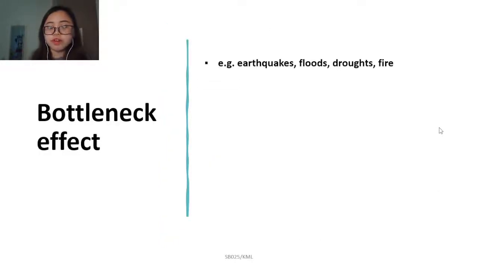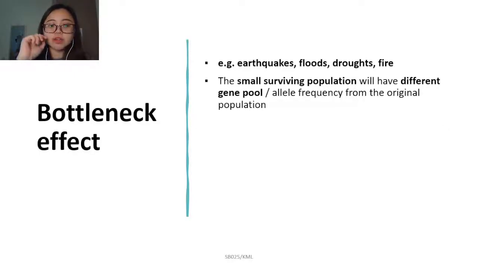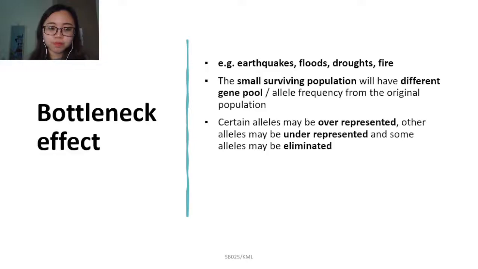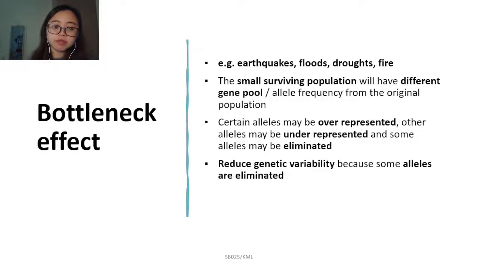Okay, so bottleneck effects usually include things like earthquakes, floods, droughts, and fire, and the small surviving population will have a different gene pool or allele frequency from the original population. Certain alleles may be overrepresented, other alleles may be underrepresented, and some alleles may be eliminated. So macam yang kuning dengan biru tadi, original population dia kuning banyak, new population, new generation, kuning dia sedikit, biru dia banyak. So dalam ini biru overrepresented, yellow underrepresented. Bottleneck effects will reduce genetic variability because some alleles will be eliminated.